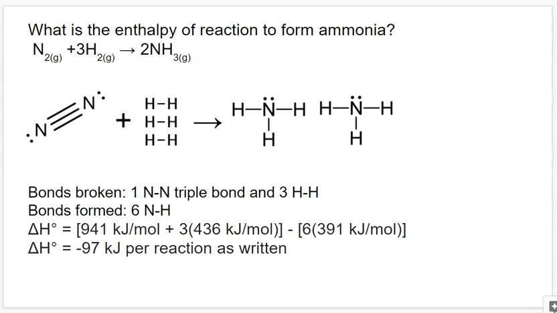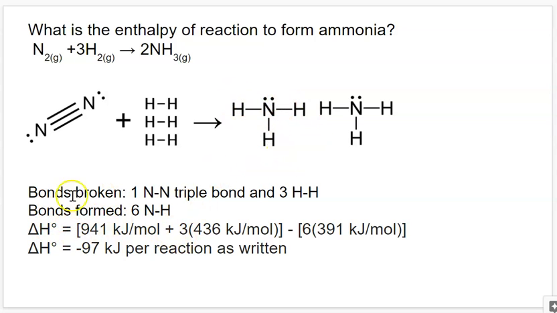So let's try another one. What is the enthalpy of reaction to form ammonia? So this time we're looking at N2 reacting with 3 H2s to make 2 NH3s. Once again, I'm going to draw out the Lewis structures so I can see what kind of bonds we have. We have a triple N bond for the bonds broken, as well as 3 HH bonds. And then we're going to form 1, 2, 3, 4, 5, 6 NH bonds.